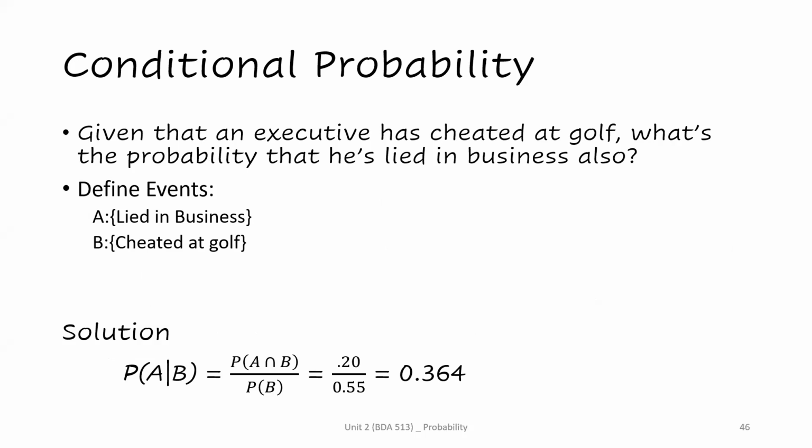So the first thing you need to do is to define your events. Event A, we can say, is executives who lied in business, and then event B is those who cheated at golf. So we want to find the probability of A given B. Remember that in the question, we are told that given that an executive cheated at golf, so that means the given will be the B, isn't it? Do you follow?